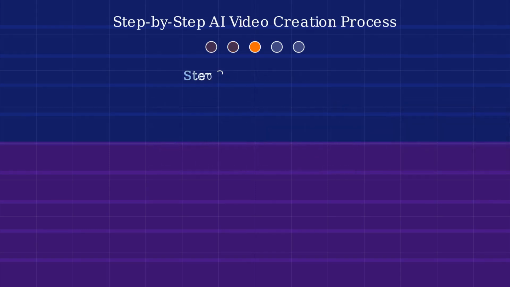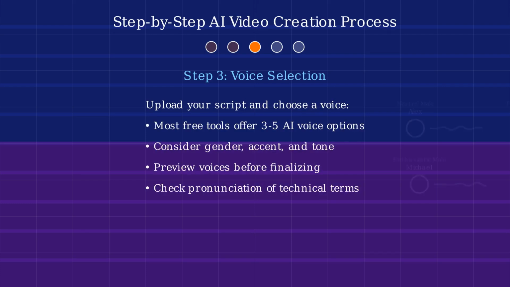Then, upload your script and select voice options. Most free AI tools offer several voice choices with different characteristics. Consider the gender, accent, and tone that best matches your content. Make sure to preview the voices and check how they handle technical terms or unusual words.